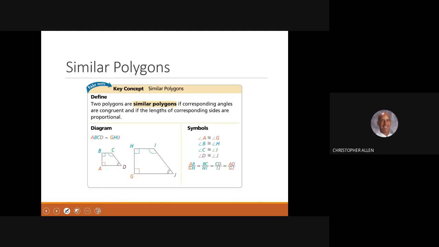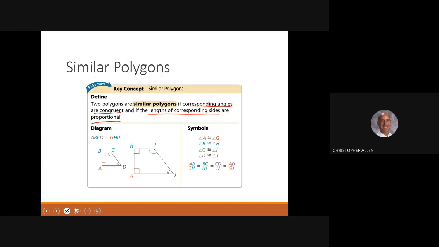Okay. All right, so key concept. 2 polygons are similar polygons if their corresponding angles are congruent. In other words, if angle B is congruent to angle H, angle C is congruent to angle I, angle A is congruent to angle G, angle D is congruent to J. So all the corresponding angles have to be congruent. And furthermore, the lengths of their corresponding sides have to be proportional.